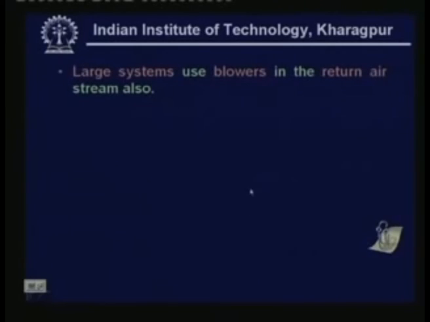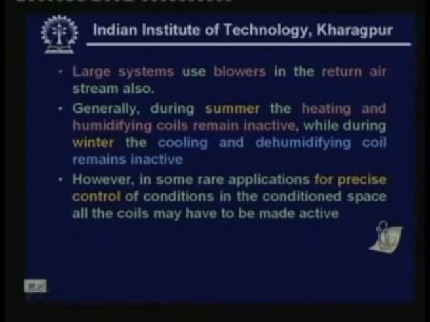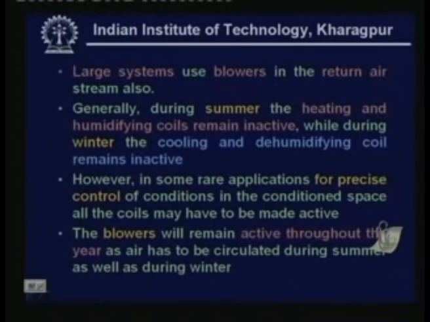Large systems use blowers in the return air stream also. I have shown a blower only in the supply air stream, but you can also use a return air blower in large systems. Generally during summer the heating and humidifying coils remain inactive, as I have already explained, while during winter the cooling and dehumidifying coil remains inactive. However, in some rare applications for precise control of conditions in the conditioned space, all the coils may have to be made active. So, rarely you keep all of them active, but it is possible in some applications. And the blowers will remain active throughout the year as air has to be circulated during summer as well as during winter.